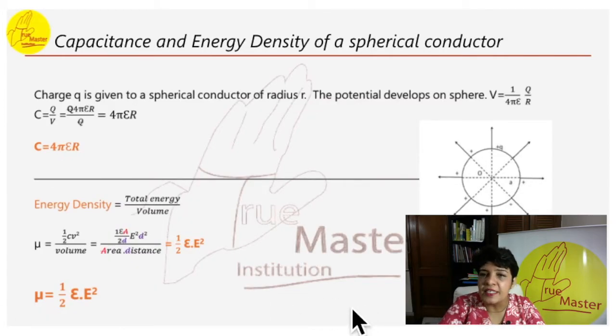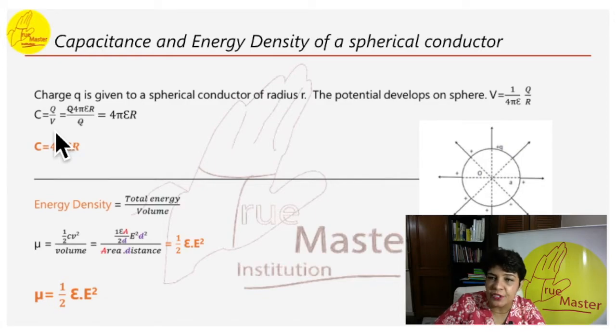Capacitance and energy density of a spherical conductor. If we have to find the capacitance of a spherical conductor, what will be the formula? Now calculating the electrical capacitance of an isolated spherical conductor. The basic formula we know is capacitance equals Q by V. Another formula for potential is V equals 1 by 4 pi epsilon into Q by R.